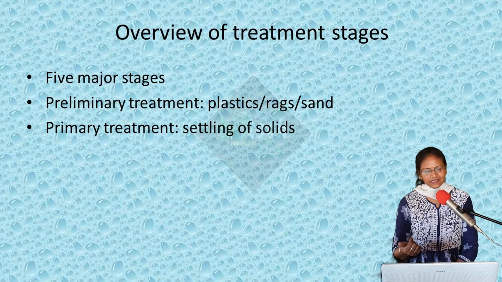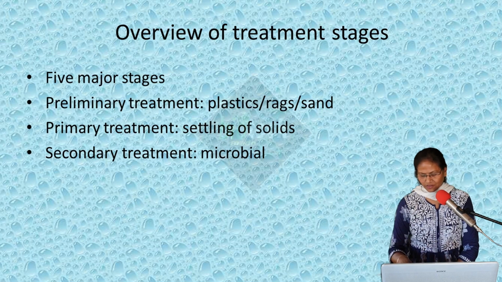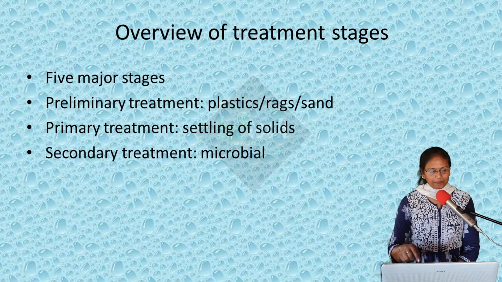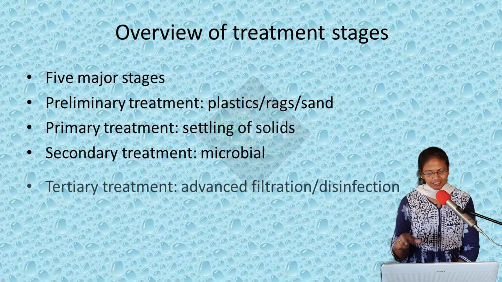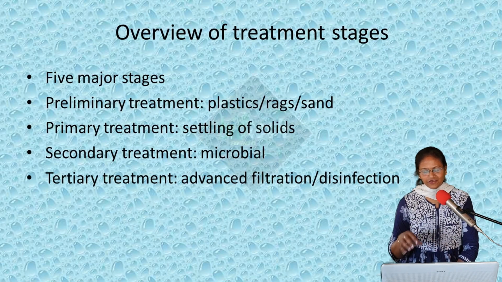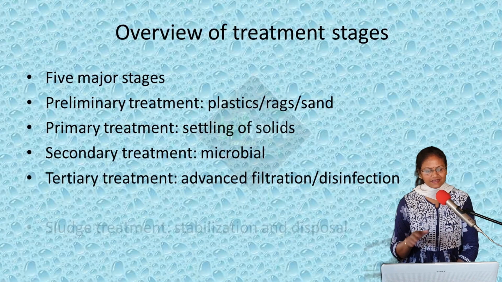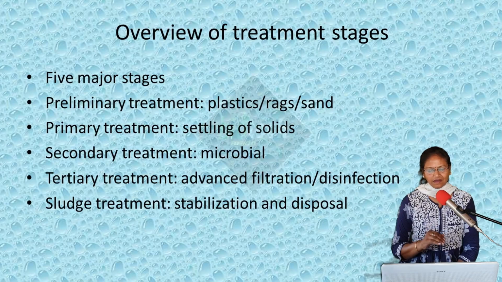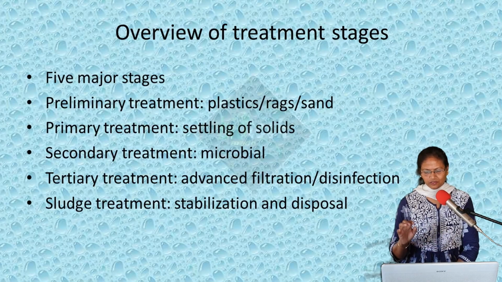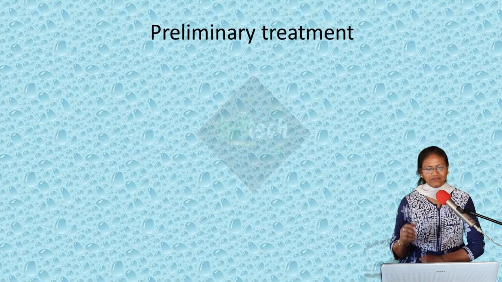Then secondary treatment is basically the microbial treatment. That means the microbial degradation takes place here. And then is the tertiary treatment, which is a kind of advanced treatment in which filtration and disinfection take place. And last is the sludge treatment. Here the sludge is disposed of. So these are the different stages. Now we'll talk about each and every stage one by one.